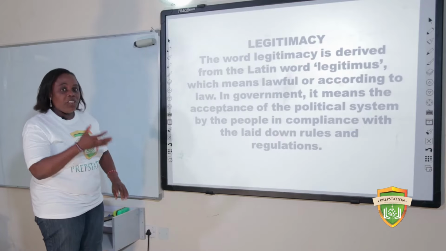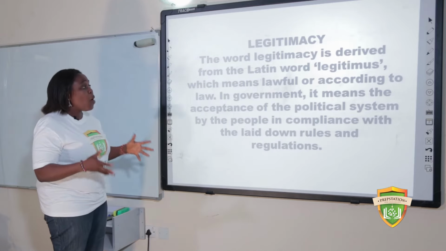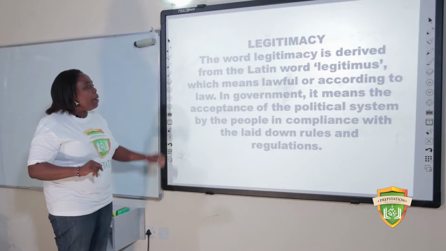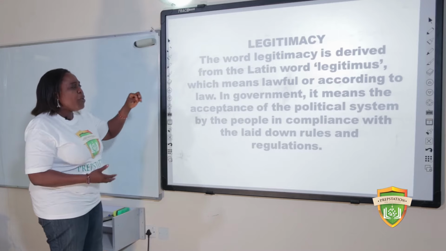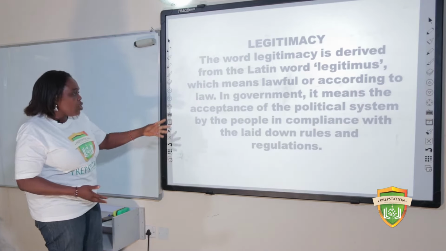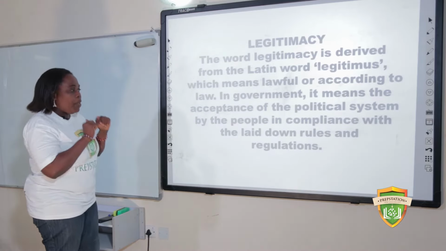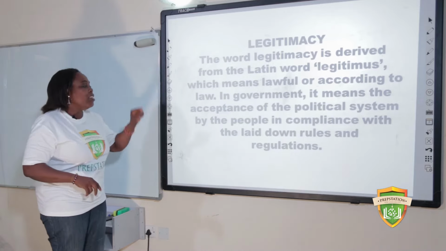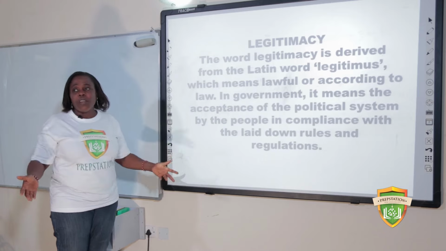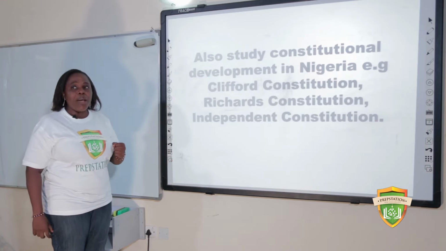Now, we have the Nigerian police force, we have the army. These are legitimate organizations. Why are they legitimate? Because they are backed by the Constitution. Please, you need to take note of this. You'll be able to note this definition of terms. Legitimacy also means acceptance of the political system by the people in compliance with the rules and regulations. What are the rules and regulations? The Constitution. These are the rules and regulations that give them the power to what?